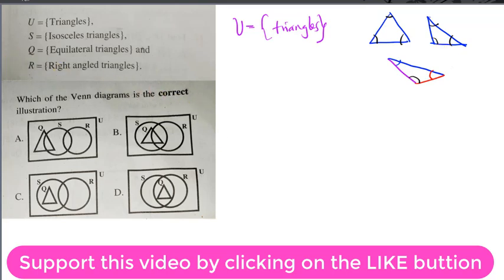Now let's go to the set S, and I'm using a different color here. The set S, a blue color, is a set of isosceles triangles. So we have isosceles triangles here. So let us try to understand what we mean by an isosceles triangle. An isosceles triangle is a triangle that has got 2 sides and 2 angles equal.